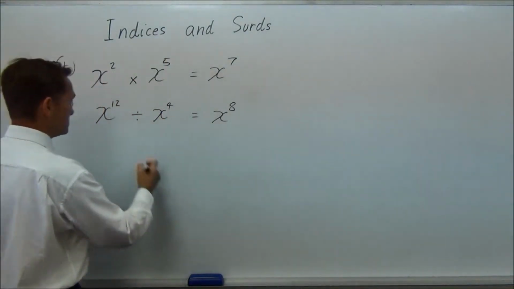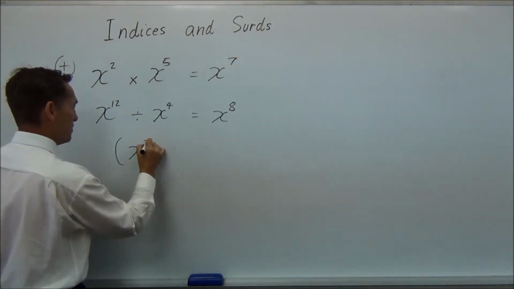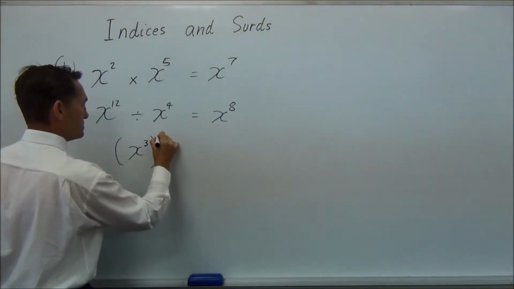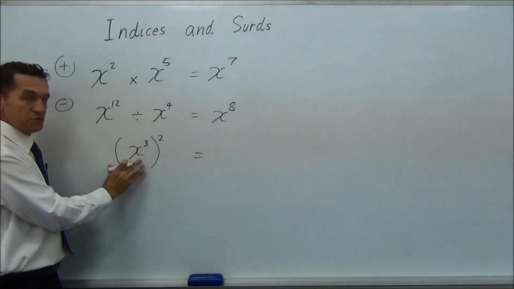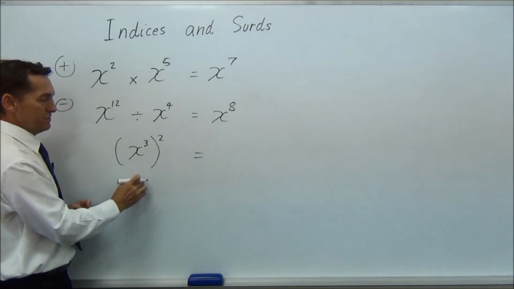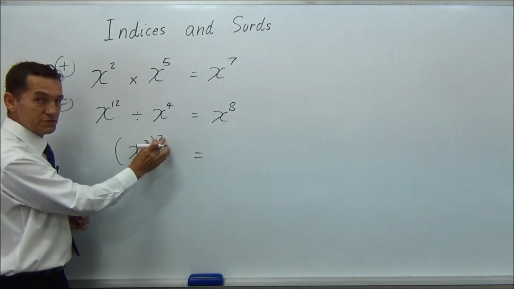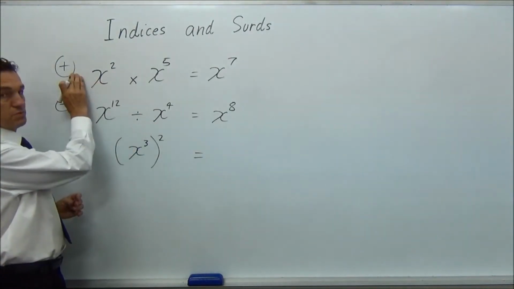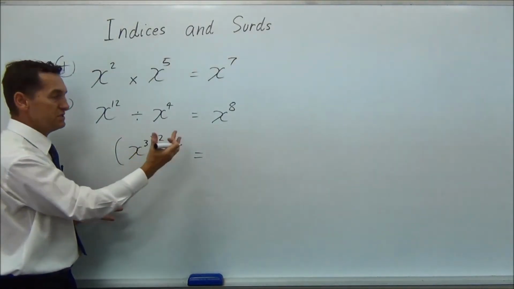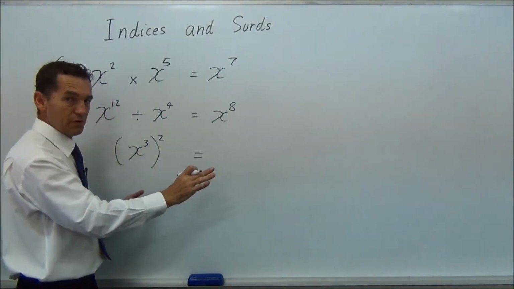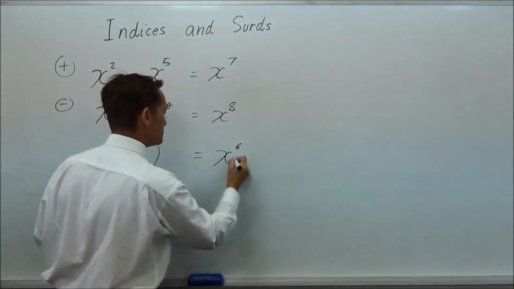The next rule for indices is with brackets. So if you get x to the 3 squared. Again, it can be tricky for students if you're in a rush. So what this is, is 3 multiplied by 2, and the thing students get confused with is plus. They go, oh, it's on top, I've got to add them. 3 plus 2 is 5, and you're wrong. Okay, so 3 times 2 is x to the 6.